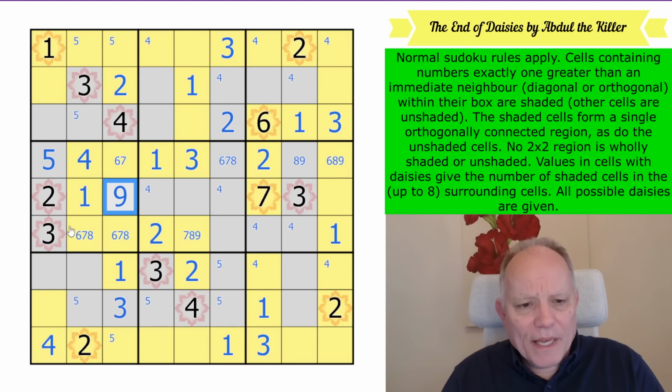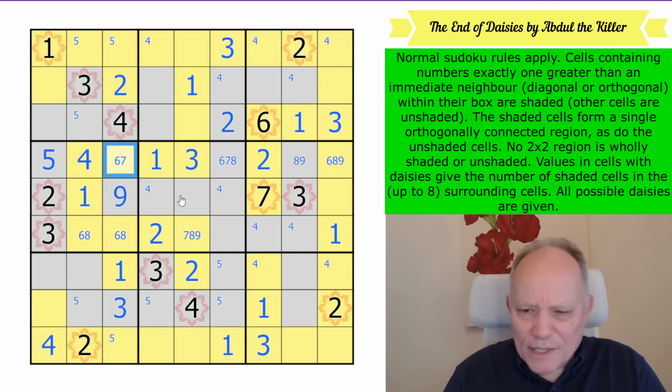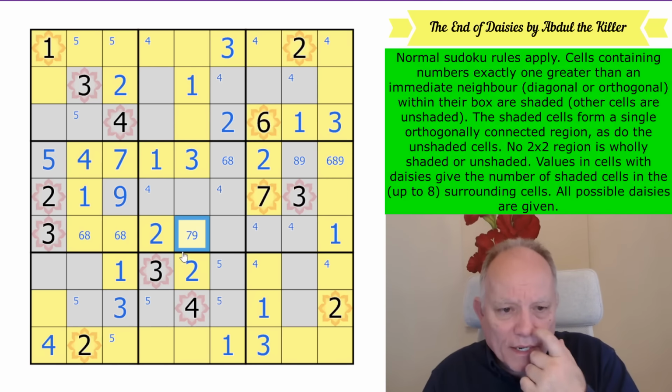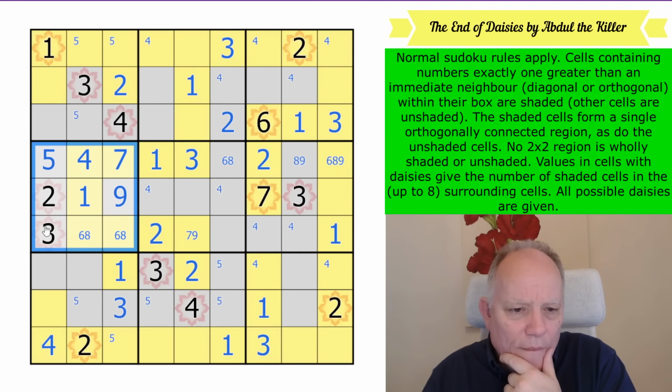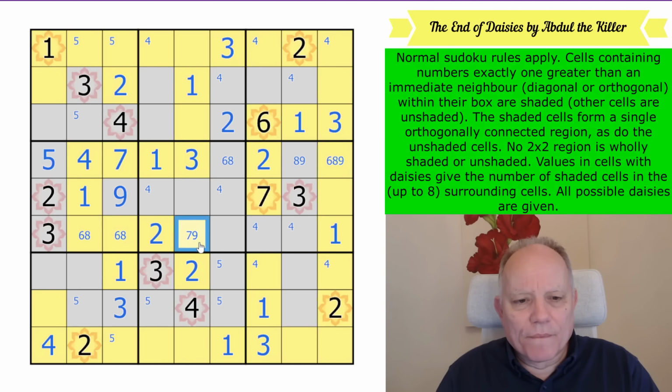And these can't be consecutive, or one of them would be grey. Oh, this is such a confusing puzzle. That is 6 or 8. This is the number 1 above that, which is 7 or 9. Okay, I think this box works now. Oh, there's no chance of deploying the anti-daisy rule. I don't think so. Not even there.